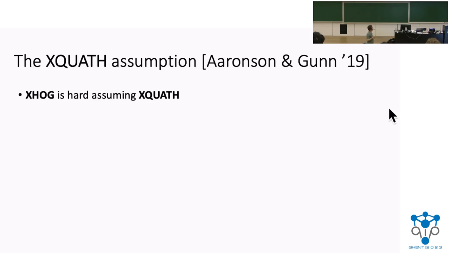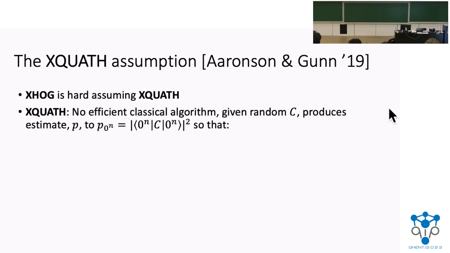Well, what Aaronson and Gunn in 2019 propose is that very similarly to how HOG, without the X, had a Quath, XHOG has an XQuath. So what they show is that XHOG is hard, assuming the conjecture they call XQuath. Let me tell you what XQuath says, and this is really quite a daring conjecture in the sense that it's very customized to the problem. I think without thinking about how these problems and the reductions relate, you probably wouldn't have come up with this problem. So here's what it says.